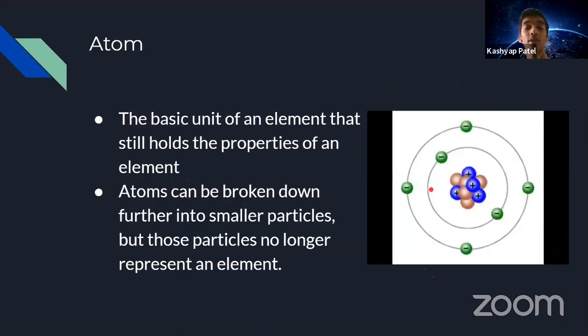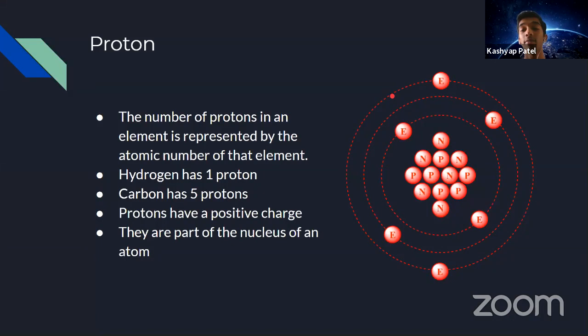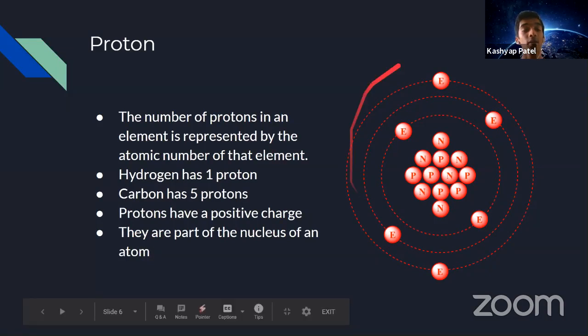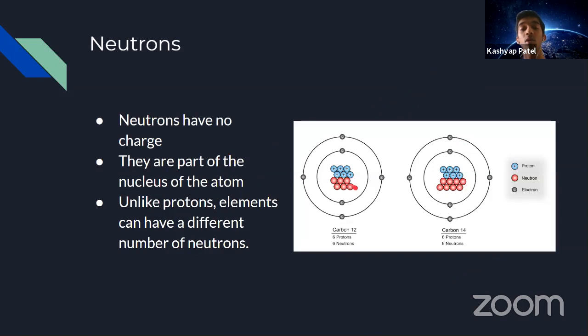So if we go to the periodic table of elements, above each element symbol, there's a number. For hydrogen, it's 1, lithium 3, beryllium 4, boron 5. And this number is the atomic number, and it tells us how many protons are in that element. So carbon would have 6. And as we can see here, there are 6 protons in this nucleus, which means this is a carbon atom. And protons also have a positive charge. Next are neutrons. Neutrons are also part of the nucleus.